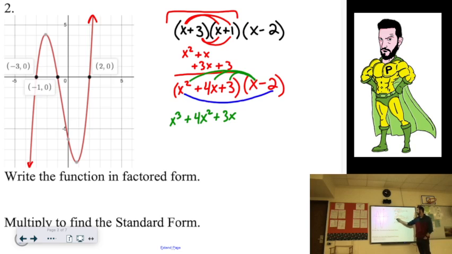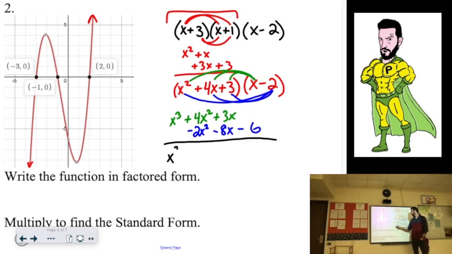Negative 2, x squared. Put it under your other x squareds. Negative 2 times 4x is negative 8x. I'll put that under my other x. And negative 2 times 3 is negative 6. We'll combine our like terms, and then we're done.